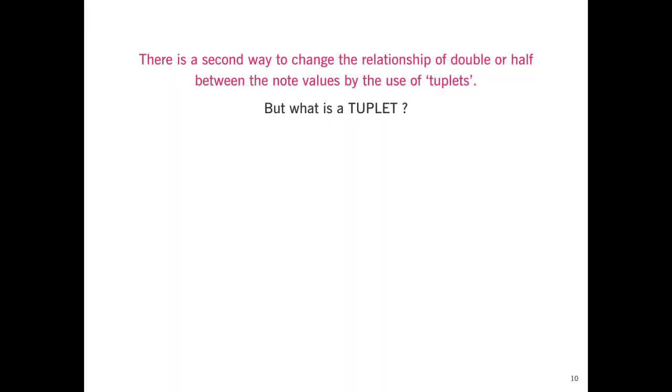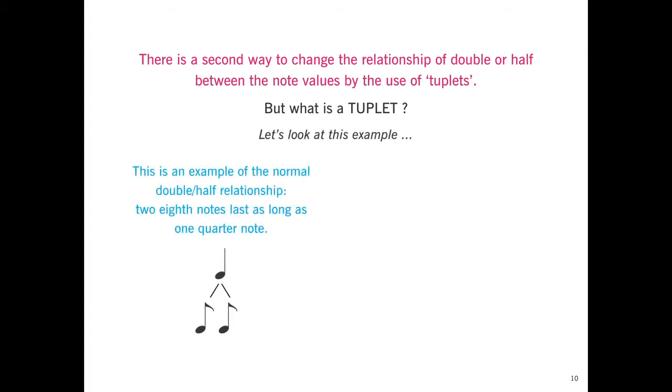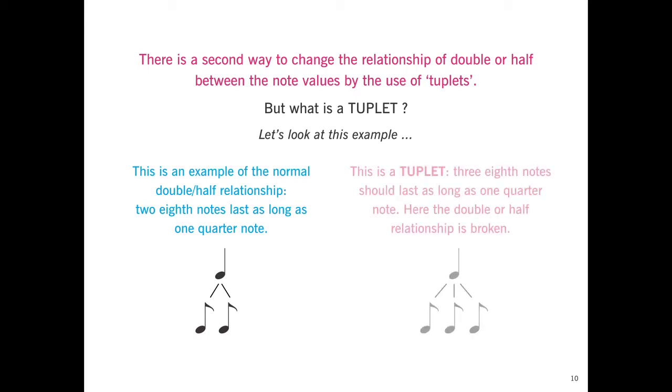There is a second way to change the relationship of double or half between the note values: by the use of tuplets. This is an example of the normal double or half relationship. 2 eighth notes last as long as 1 quarter note. And this is a tuplet. 3 eighth notes should last as long as 1 quarter note. So, here the double or half relationship is broken.